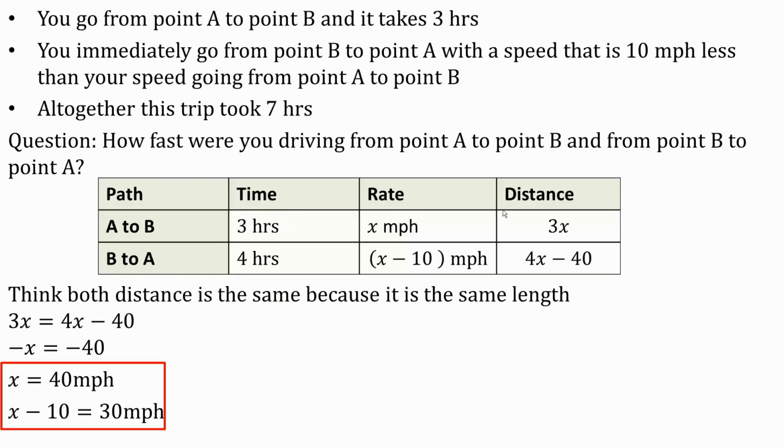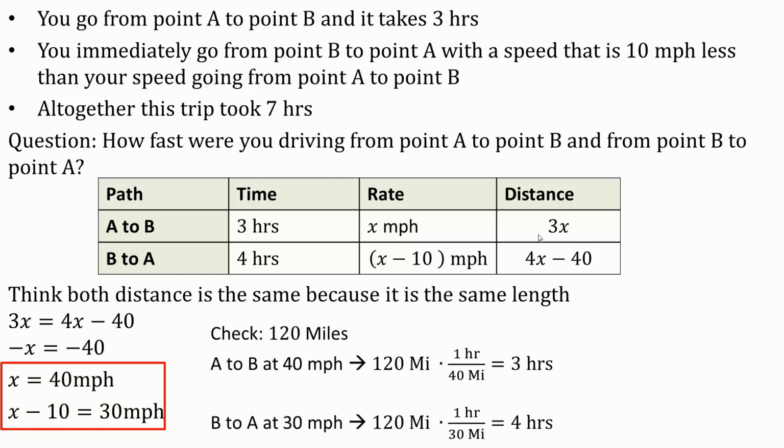And so the next step, we know that distance is equal to time times rate. So our distance from A to B would be 3x, and for B to A, our distance would be 4 times x is 4x, 4 times negative 10 is negative 40. And it's important to know that the distance is the same because it's the same length. And so we have 3x is equal to 4x minus 40. Move the 4x over to the left, you would get negative x is equal to negative 40. And so x is equal to 40 miles per hour, and then x minus 10 would be 30 miles per hour.